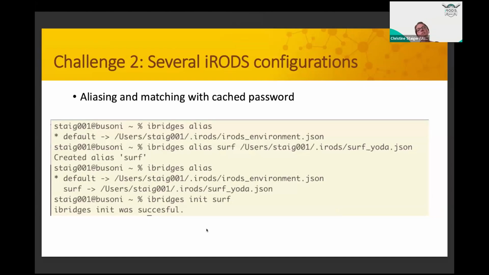The second challenge is more a challenge for research supporters like us. When you have access to several iRODS instances, you would like to have a short name to access these iRODS instances. And you see here, by default, you have a default alias, which points to the normal iRODS environment JSON. But you can easily create a new one. Here I'm creating a new one to another iRODS instance hosted at Surf. It is listed and you can just init with the alias name.